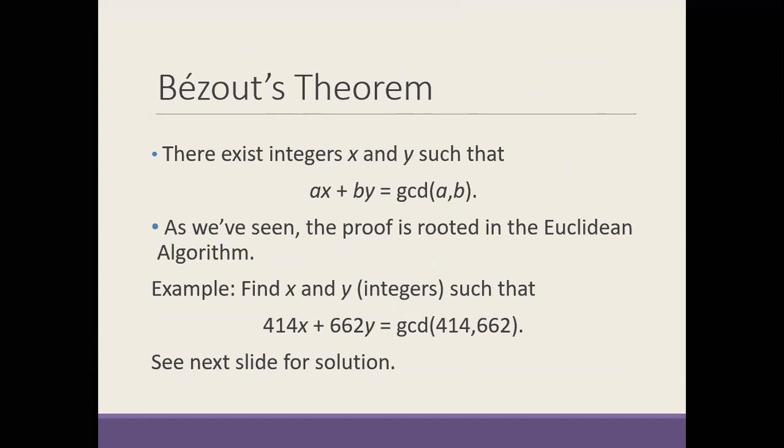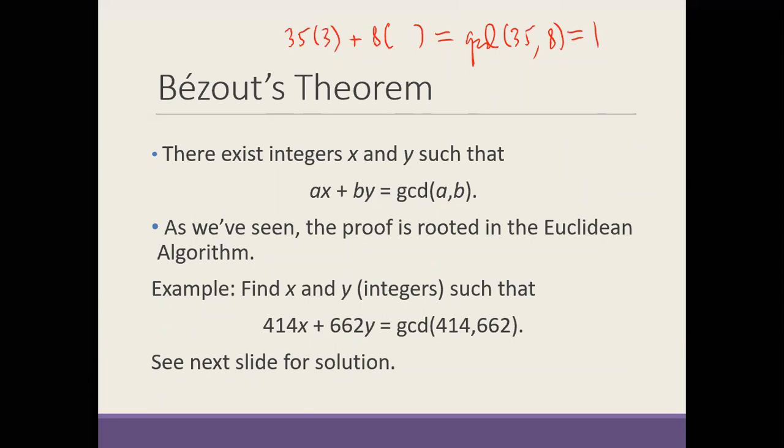Bezout's theorem says that there are always integers x and y such that ax plus by equals the GCD of a and b. For instance, we just did 35 and 8. 35 times something plus 8 times something is equal to the GCD of 35 and 8. What is the GCD of 35 and 8? 1.